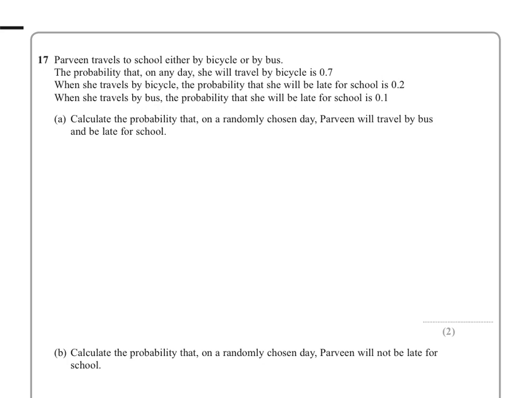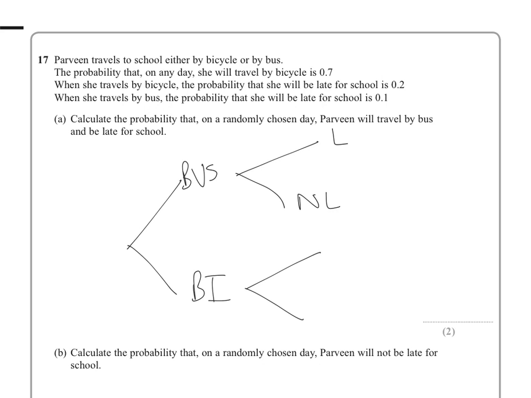Parveen travels to school either by bus or bicycle. She is then either late or not late. The probability that on any given day she will travel by bicycle is 0.7. Therefore the probability of travelling by bus must be 0.3. She either travels by one or the other. If she travels by bicycle, the probability that she will be late for school is 0.2. So therefore not late, she's either late or not late. Not late, 0.8. When she travels by bus, the probability that she will be late is 0.1.